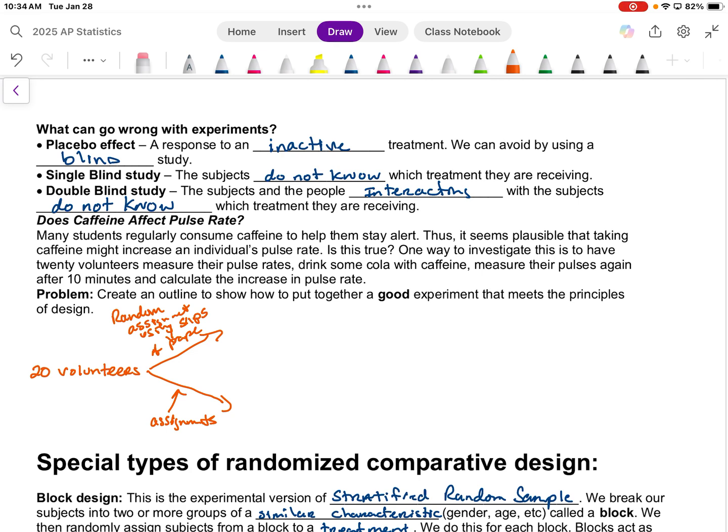Group 1 is going to be getting caffeine in our soda. And then group 2 would be no caffeine. And this is going to be our control group.